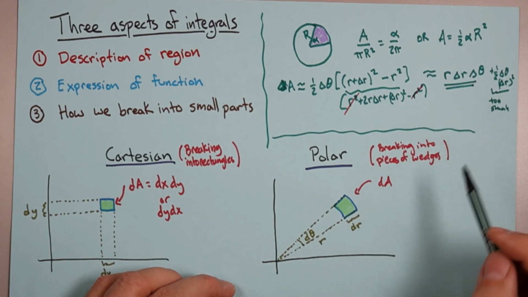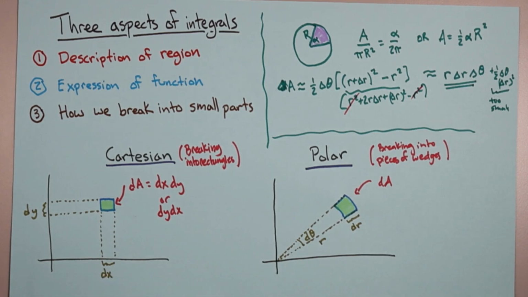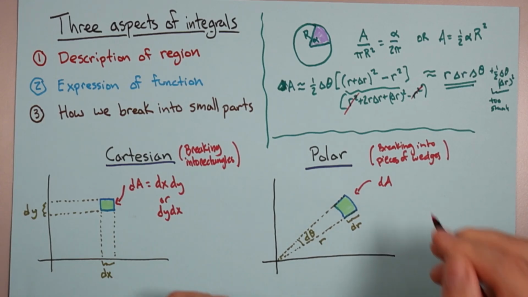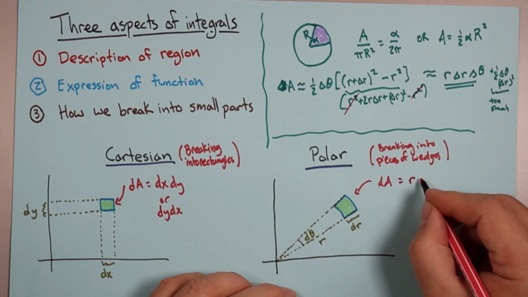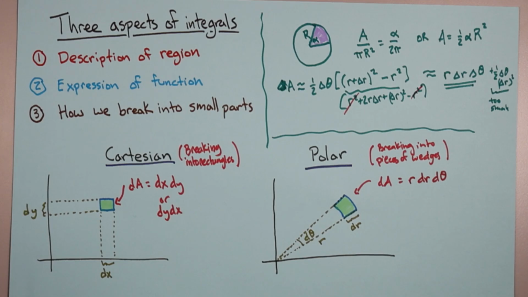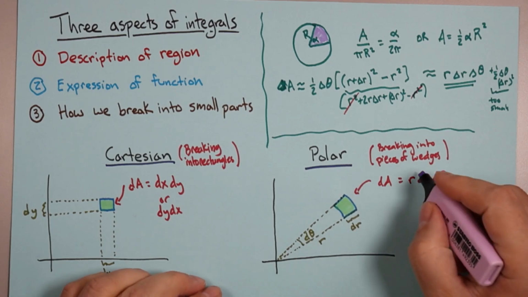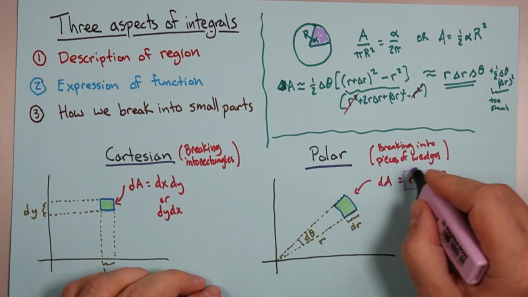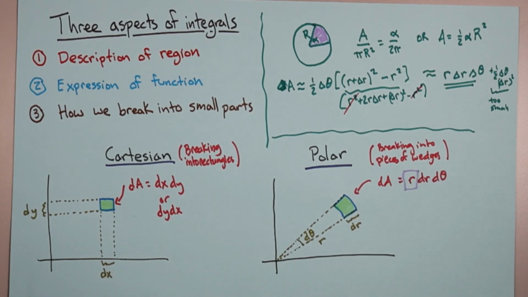And so the great aha is to say the following: our dA here is r dr d theta. And that's the answer. Now, at this point, you're probably saying, what? Why is there an r here? Why do we need it? Now, I'm going to argue this in a couple of ways.